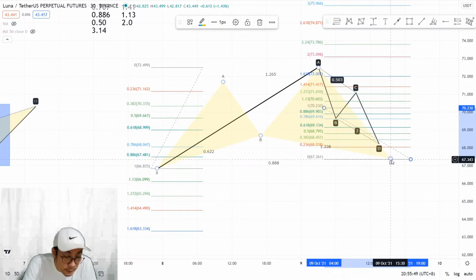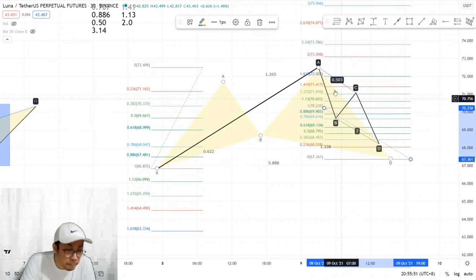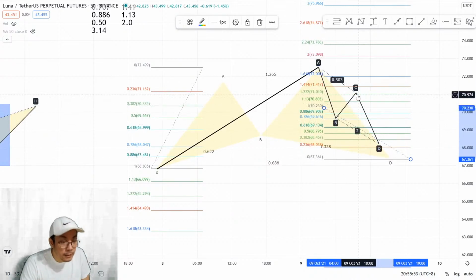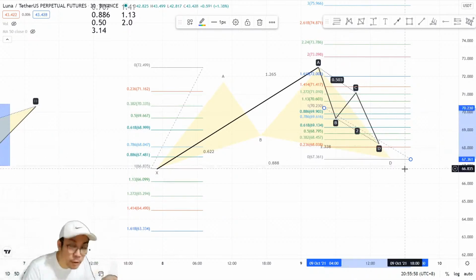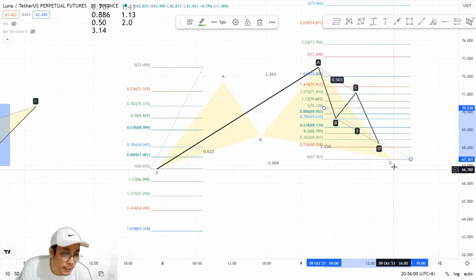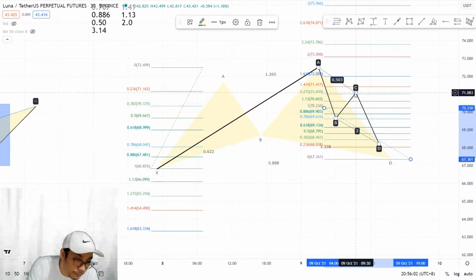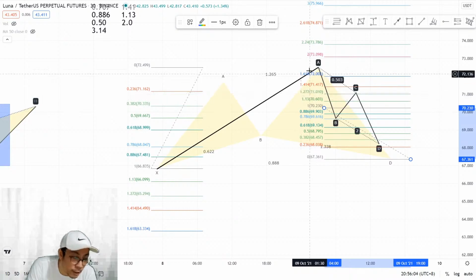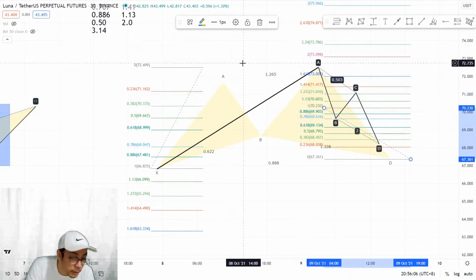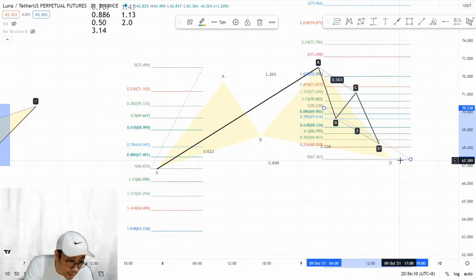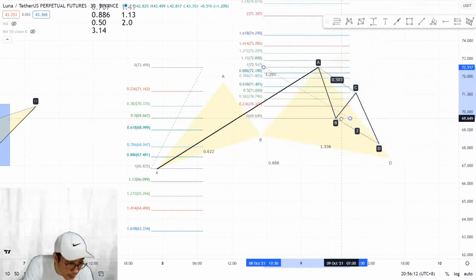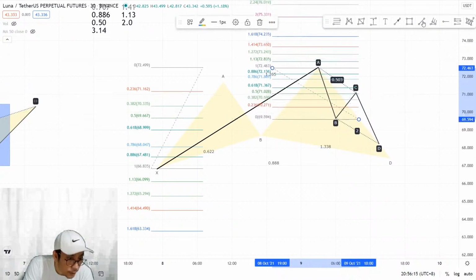Usually the CD has to be 1.27 times AB or 1.618 times AB. As you can see here, perfect, right? 1.27 of AB. So what you'll do is multiply the AB by 1.27 or 1.618. But in this case, when we drag this exact, so this is it.